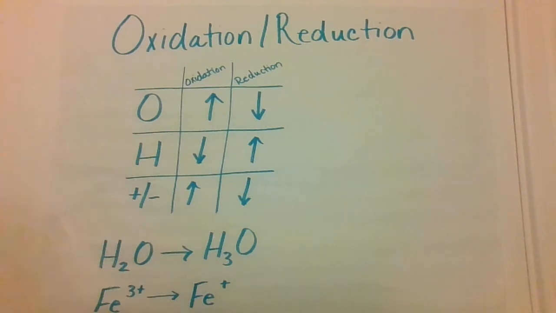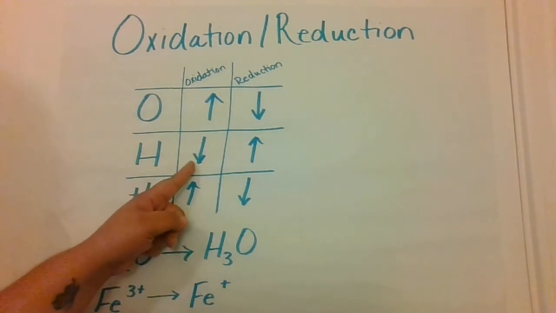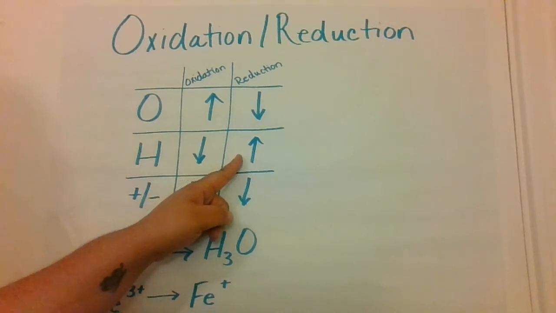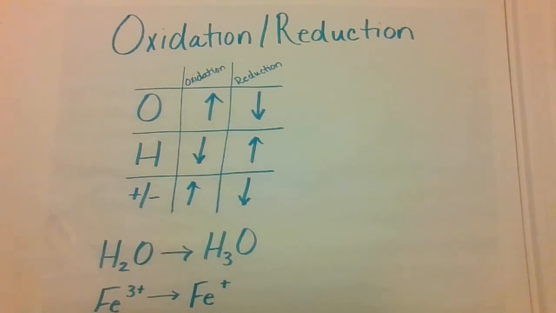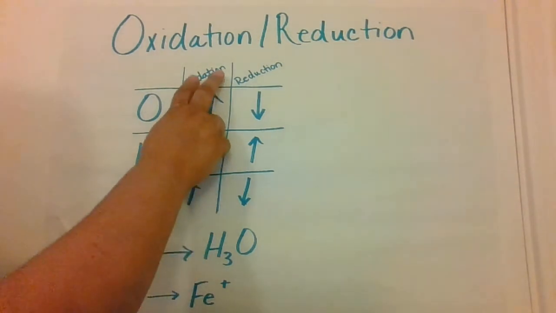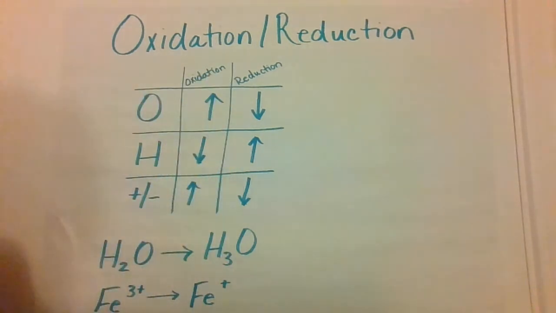Now let's look at hydrogens. This is where many people are familiar with OIL RIG. Oxidation is loss of hydrogens, and reduction is the gain of hydrogens. Then, of course, we look at our charges. If there's an increase in charge, we are going to have an oxidation. If there's a reduction in our charge, then we'll have a reduction, okay?